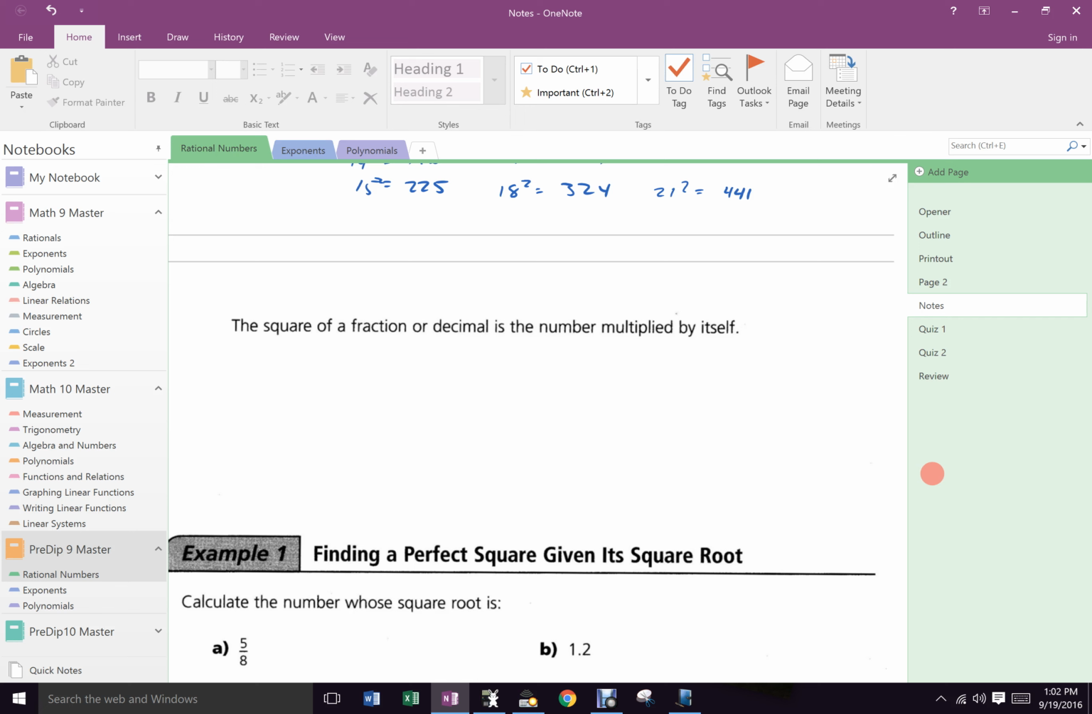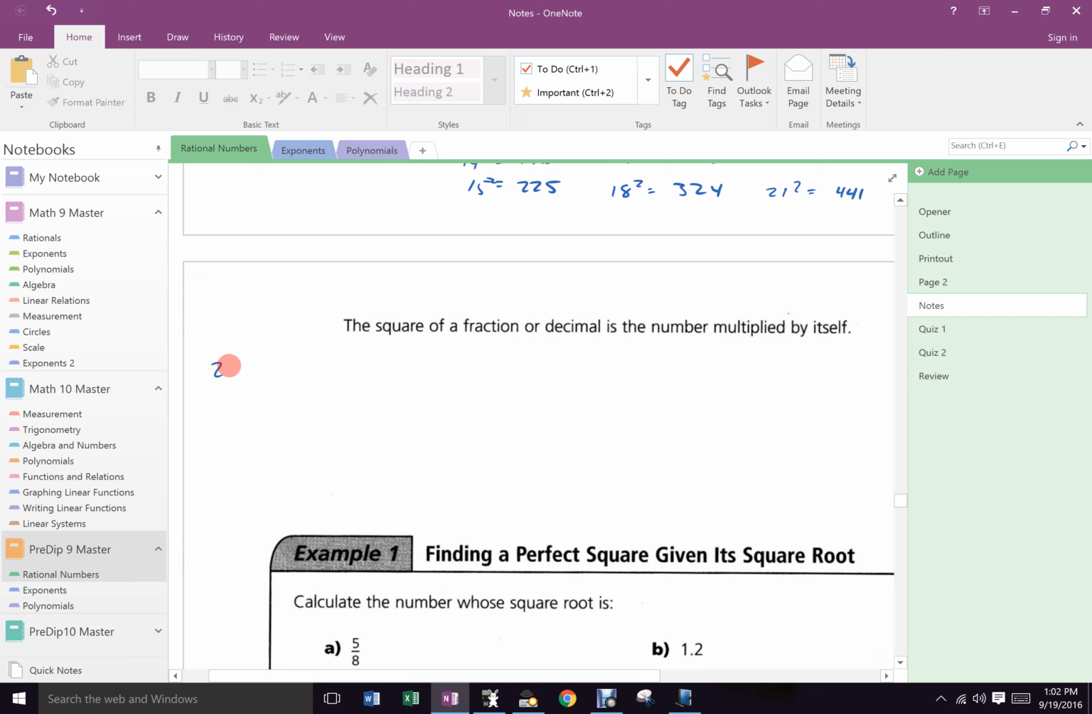Now, here's where it gets strange, because normally, when I square something, what happens to the value? It rises, right? Normally, 2 squared equals 4. I start with a smaller number, I get a bigger number, yeah? But math rules are always rules. What does it mean to square? X squared means x times x, right? So what if x is a fraction? What's 1/2 squared? 1/2 times 1/2, which is what? 1/4. Got it? It gets smaller.